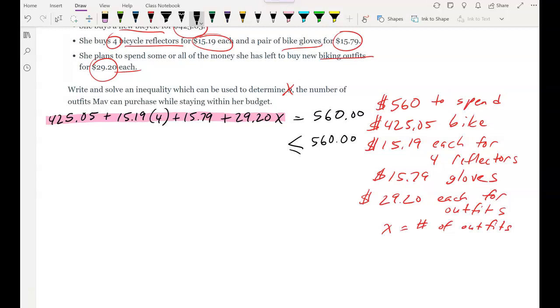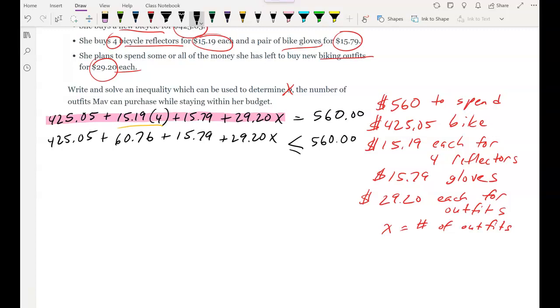Now we have to simplify this side that's highlighted in pink. The first thing we're going to have to do is figure out what 15.19 times 4 is. 15.19 times 4 is $60.76, plus the $425.05, plus the $15.79, and then the $29.20 for the outfits.